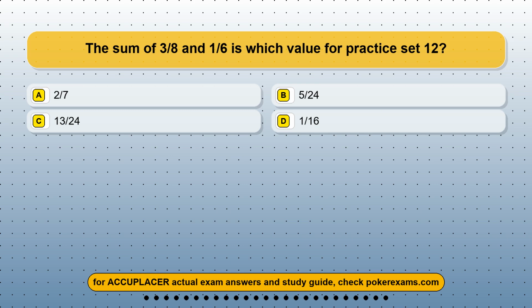Question 9. The sum of 3/8 and 1/6 is which value for practice set 12? Option A, 2/7, option B, 5/24, option C, 13/24, option D, 1/16.